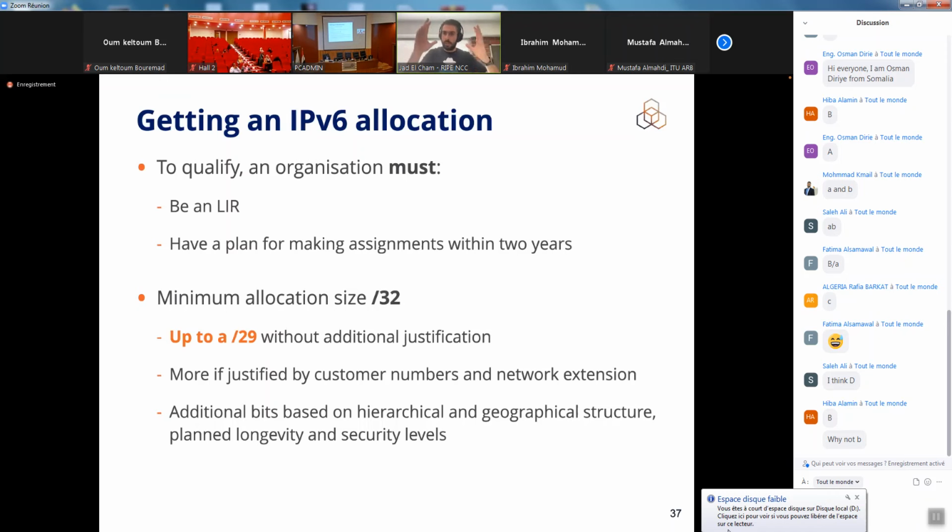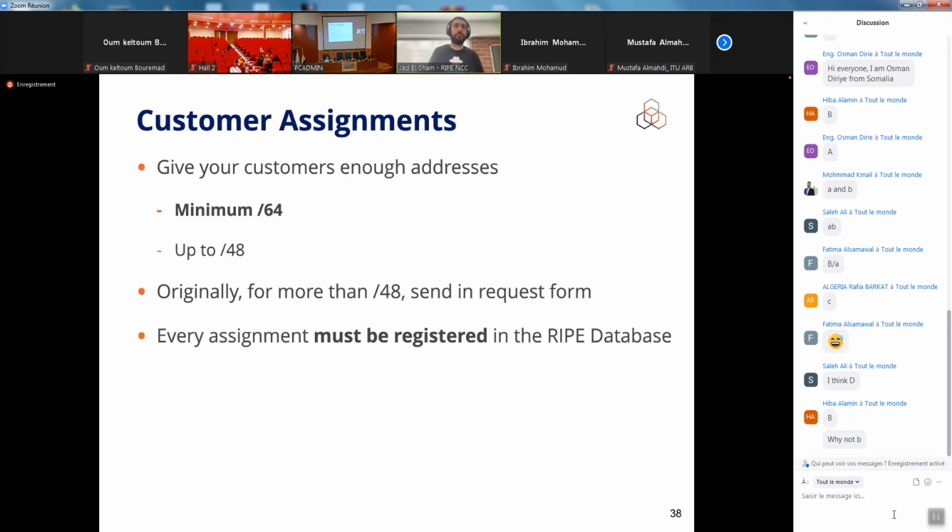So let's say you have a whole network, you need a /29 for this network, but you also have a DR, a disaster recovery site, where you also reproduce the same /29. Then in this case, you might say, okay, I would like something bigger, a /28. So this is what we call the additional bits that you can get based on hierarchical, geographical structure, or the longevity and security levels. All right. There are cases where some members got a /23, for example, if you can justify it, of course.